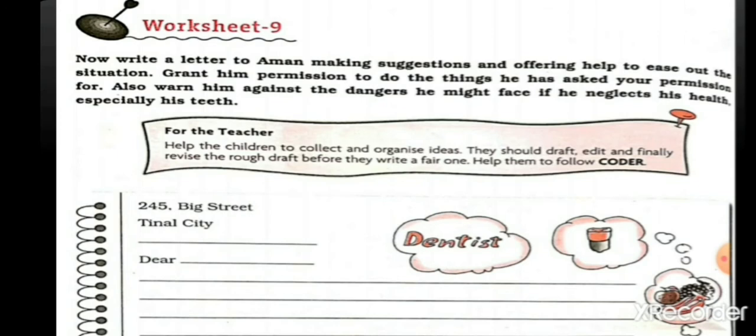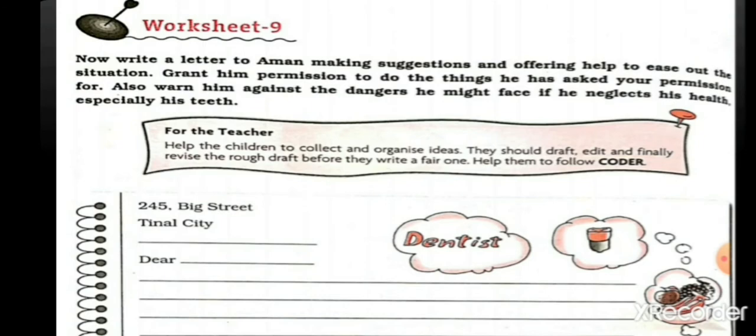Okay, grant him permission. उसे permission देनी है. Okay, grant him permission to do the things he has asked your permission for. जिन चीज़ों के लिए बेटा हमारे परमिशन मांगी उसे हमें परमिशन देनी है कि हाँ वो ये काम कर सकता है. And for that students we use modal can or may. For giving permission, for suggestion students we can use modal should. Okay, also warn him against the dangers he might face if he neglects his health. और उसको वार्निंग भी देनी है स्टूडेंट्स, किस लिए कि अगर वो अपनी हेल्थ को नेग्लेक्ट करते हैं then he might face dangers. Okay, especially his teeth.